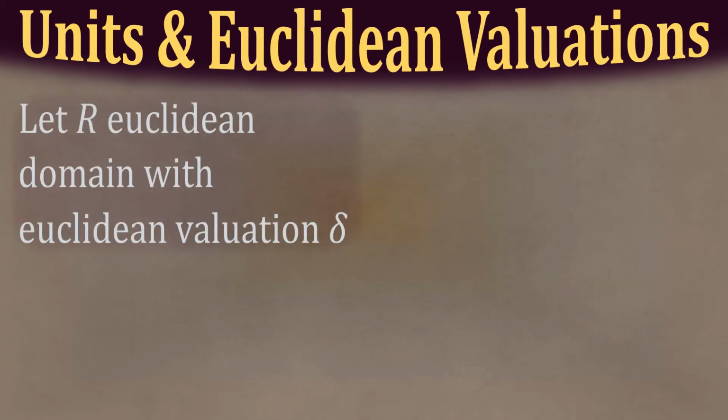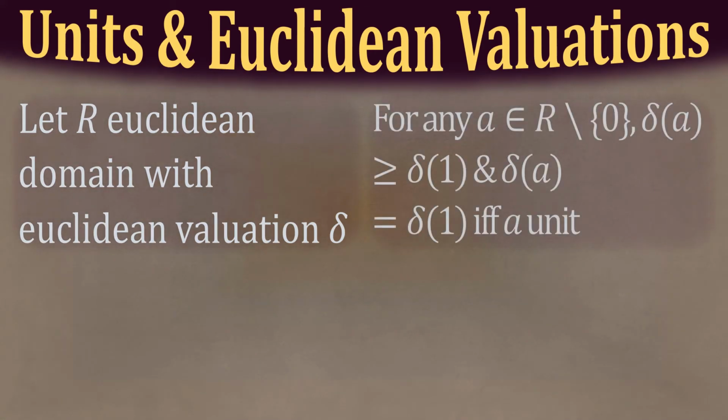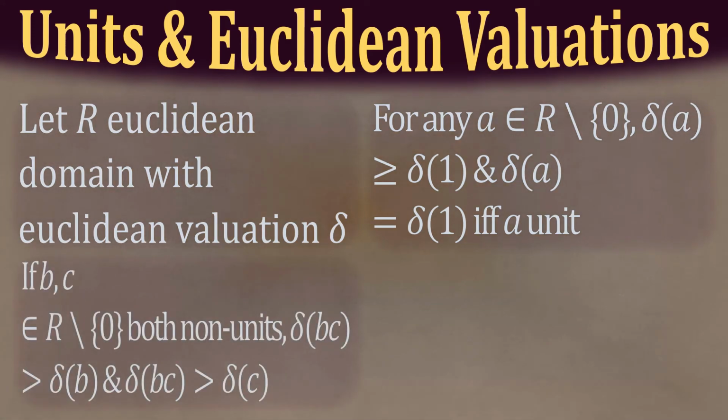Let R be a Euclidean domain with Euclidean valuation delta. For A in R without 0, delta of A is greater than or equal to delta of 1, and delta of A is equal to delta of 1 if and only if A is a unit. If B, C in R without 0 are both non-unit, then delta of BC is greater than delta B, and delta of BC is also greater than delta C.